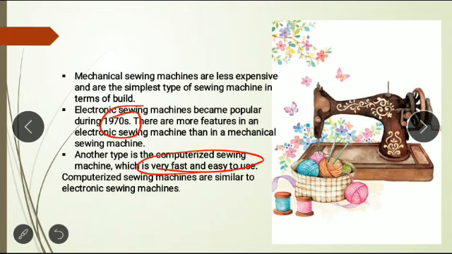Computerized sewing machines are similar to electronic sewing machines. We can feed them 100 to 150 designs at a time. They can make different designs in very little time, and we can give computerized sewing machines 2 to 3, or 5 to 10 works at a time.